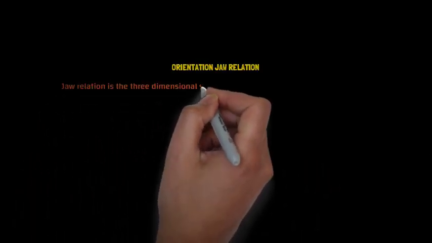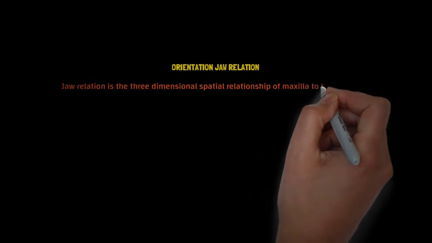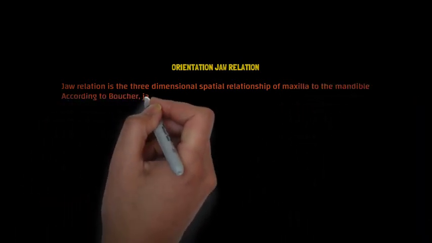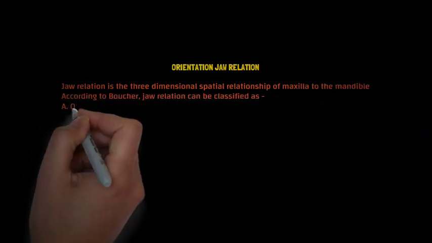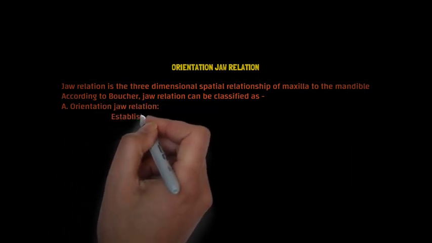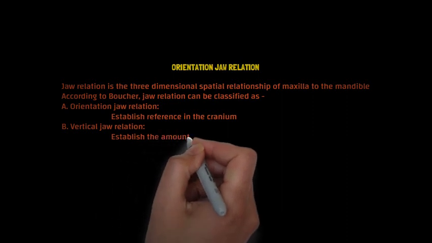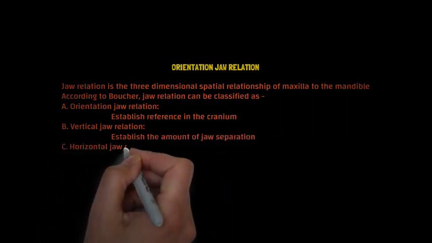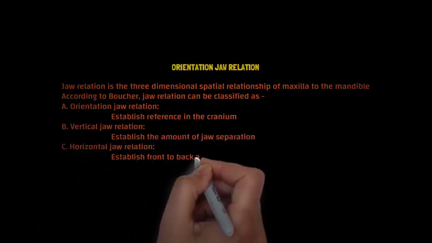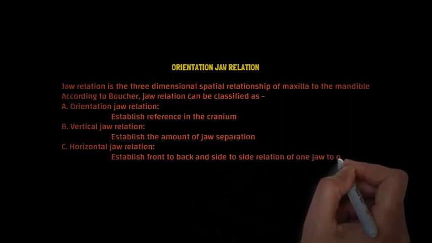Orientation jaw relation. Jaw relation is the three-dimensional spatial relationship of the maxilla to the mandible. According to Boucher, jaw relation can be classified as: A. Orientation jaw relation, which establishes a reference in the cranium. B. Vertical jaw relation, which establishes the amount of jaw separation allowable for the denture. C. Horizontal jaw relation, which establishes the front to back and side to side relation of one jaw to the other.